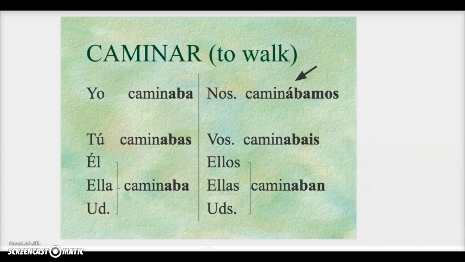So remember from last year too, we have a song. I'm going to start at the beginning of it. We have aba, abas, aba, ábamos, abais, aban. Let's check out another verb.